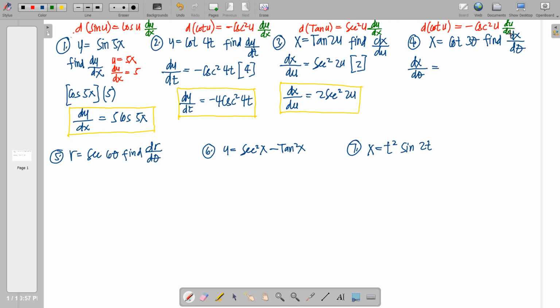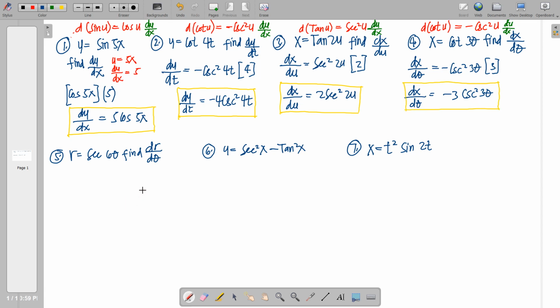times, of course, du over dx. So this must be equal to cosecant squared 3 theta times the derivative of this inner term, that will be equal to 3, and therefore this answer is equal to negative 3 cosecant squared 3 theta.